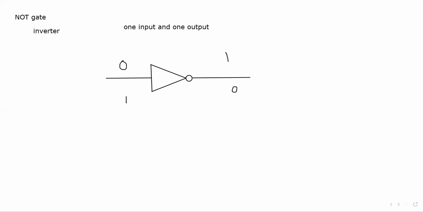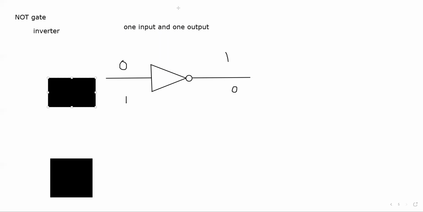So it inverts the logic, and that's why we call it a NOT gate or inverter. And where do you use this NOT gate? For example, in your car, you have a buckle for the seat belt, like this is a part of the seat belt, and there's a buckle, a metal.